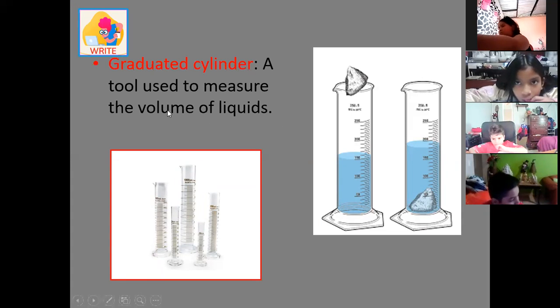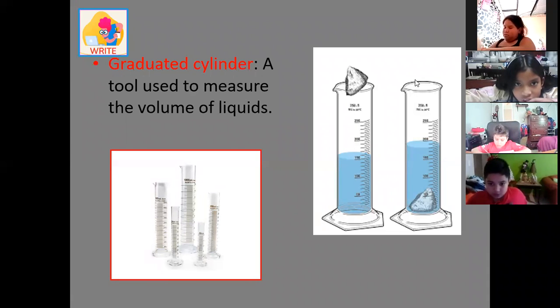Okay, a graduated cylinder is a tool used to measure the volume of liquids.